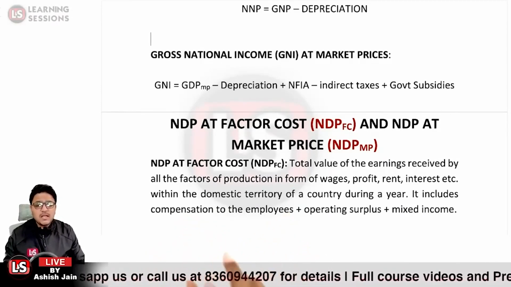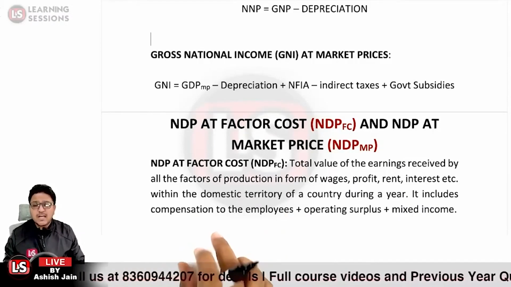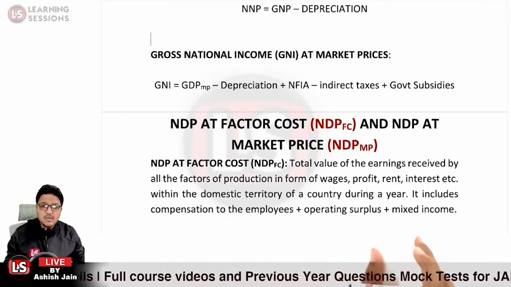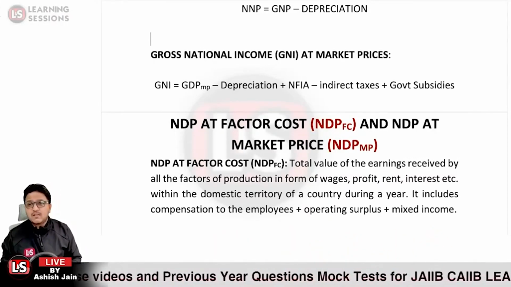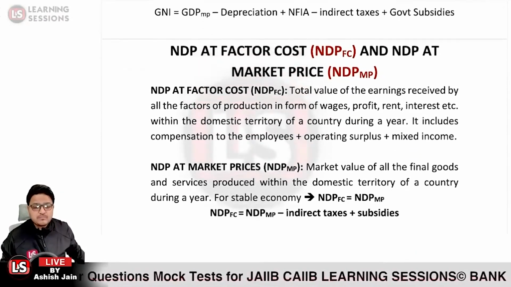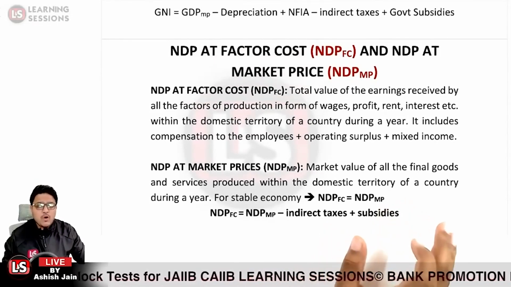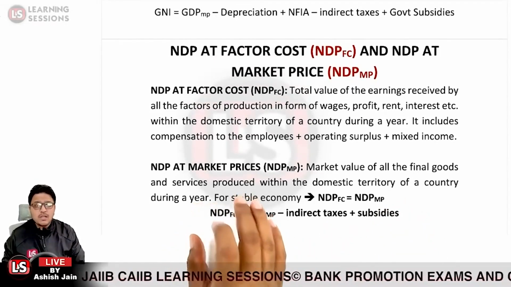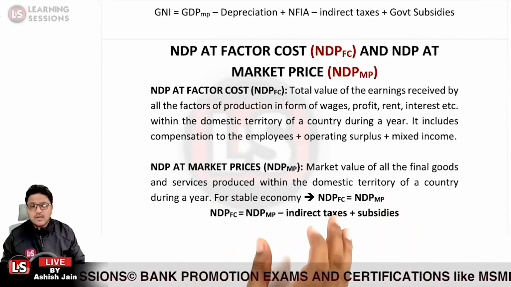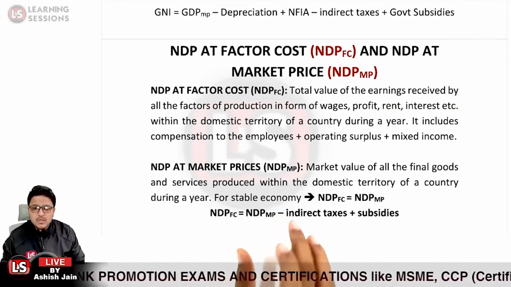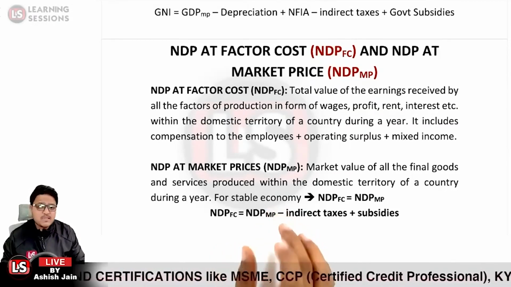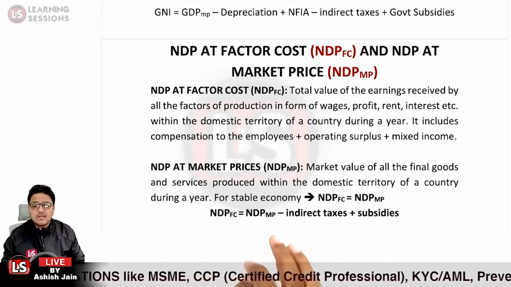So it includes compensation to employees, whatever amount has been paid to the employees itself, it includes the operating surplus, and it includes the mixed income itself. That is basically NDP at factor cost. And further, NDP at market prices. It is the market value of all the final goods and services produced within the domestic territory. We are concerned about the final value of the goods and services produced within the domestic territory, the definition we read above.